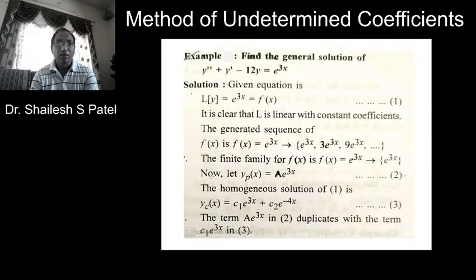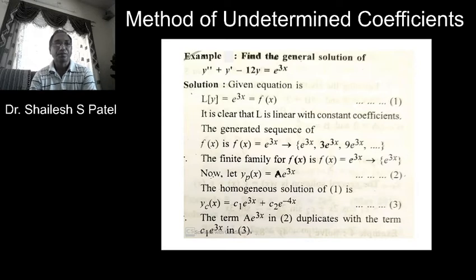Here the same kind of equation will be given as we have seen in the previous lecture series. So here you can see that we are given the equation y double dash plus y dash minus 12y equal to e raised to 3x. The same equation we can also solve by using the previous methods, but here we are asked to solve this by using the method of undetermined coefficients.